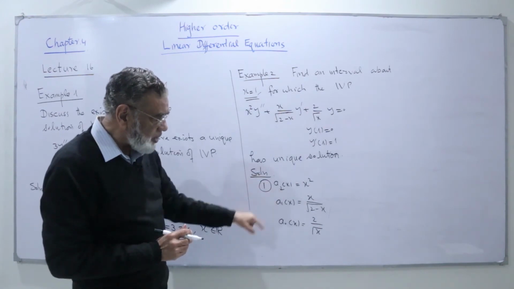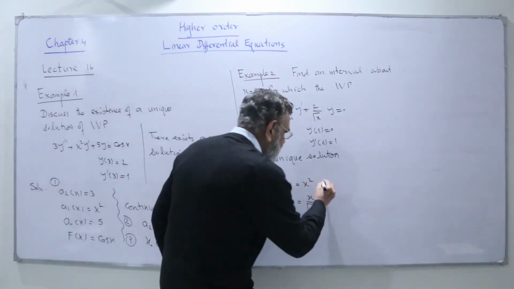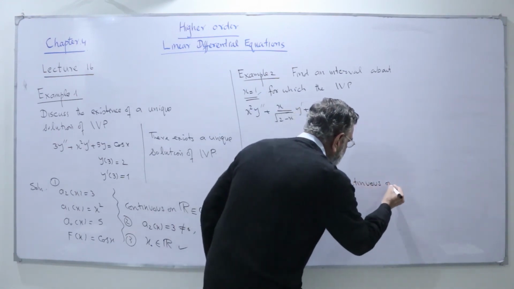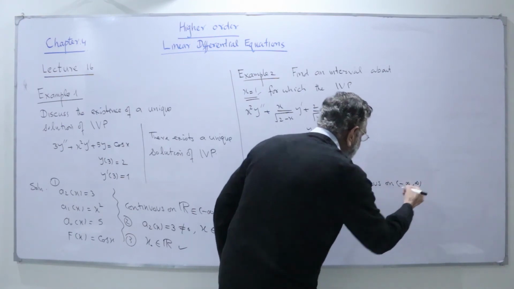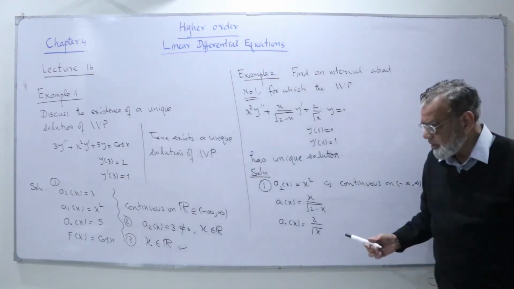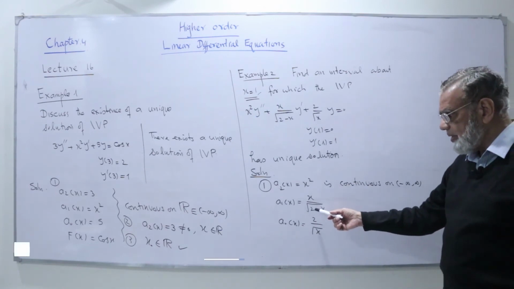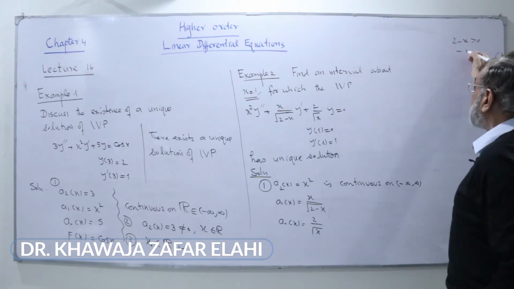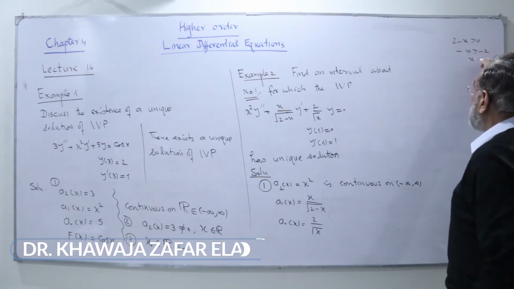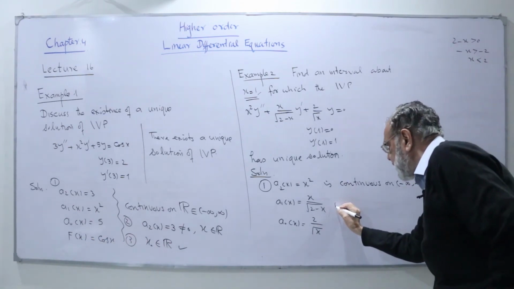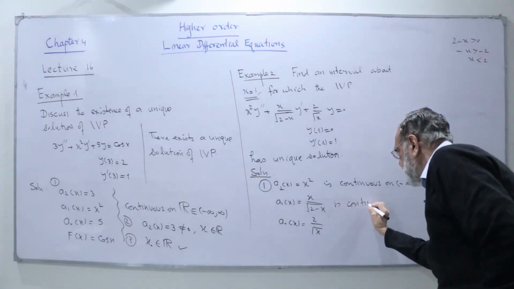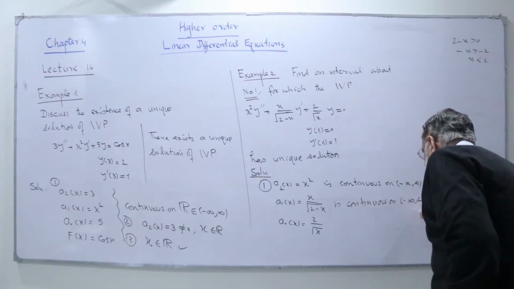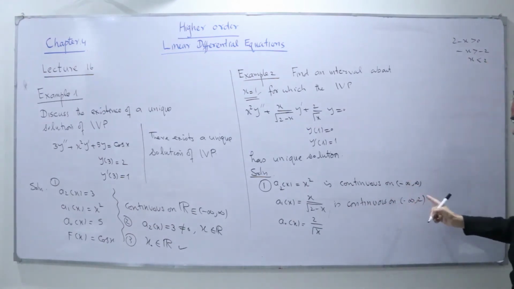So we want to discuss the continuity of these. We know this is a polynomial function, which is continuous on the interval R. Now when we check the continuity of this one, it is continuous for real numbers where 2 minus x is bigger than 0. We take it to the other side: minus x is bigger than minus 2, multiply by minus, so x is less than 2. So it's continuous on the interval minus infinity to 2.